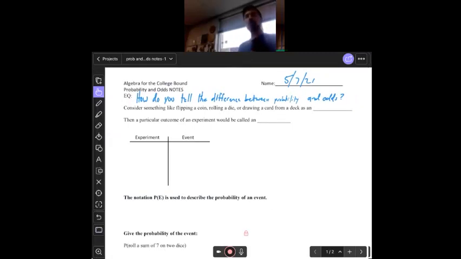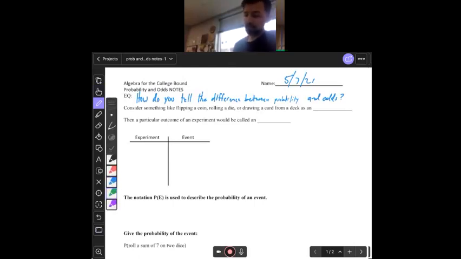So when we think about games of chance, something like flipping a coin, rolling a die, drawing a card from a deck, those are called an experiment. You could think of shooting a basket as being an experiment. Drawing a marble out of a bag can be an experiment. Putting slips of paper into a hat and then drawing out names, that could be an experiment. So then a particular outcome of that experiment would be called an event.